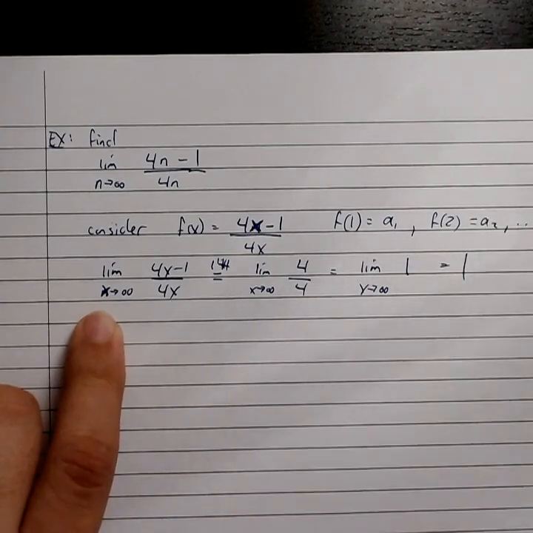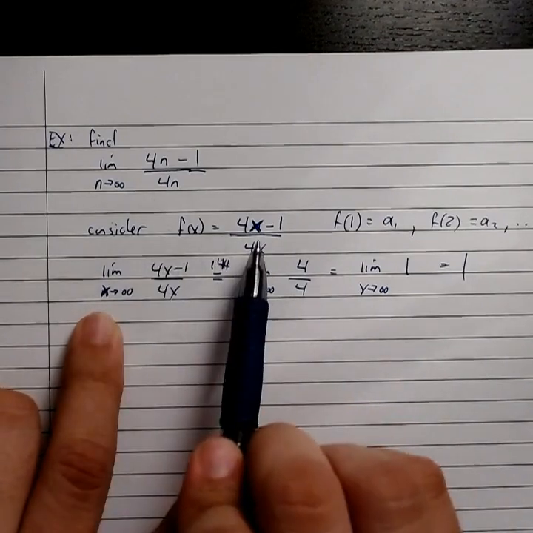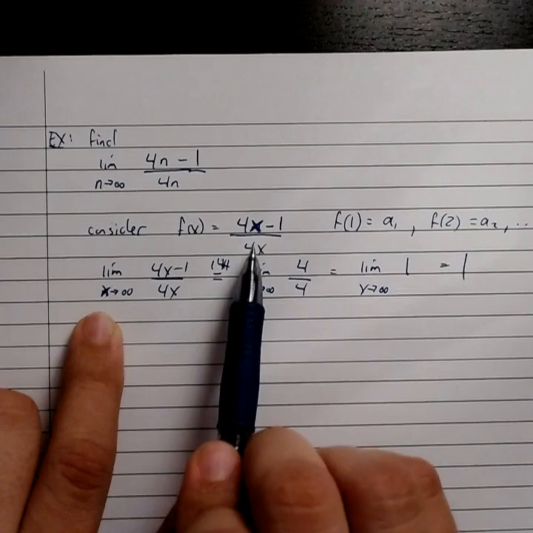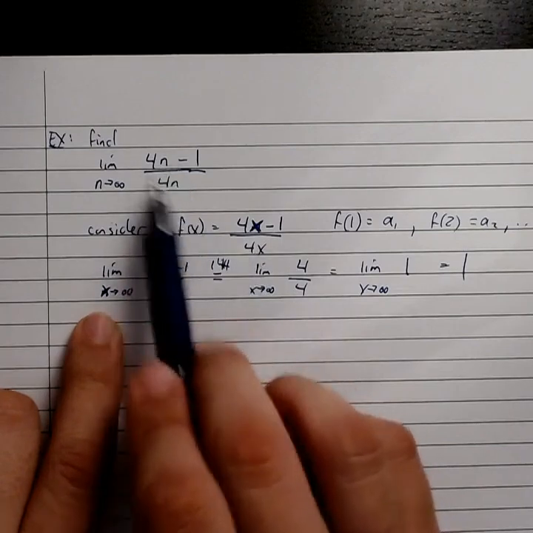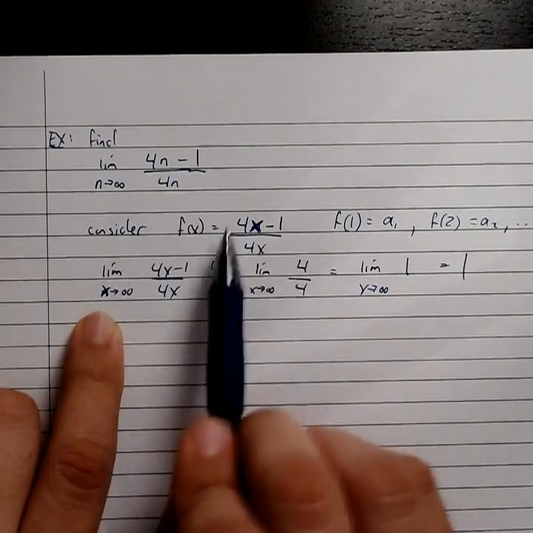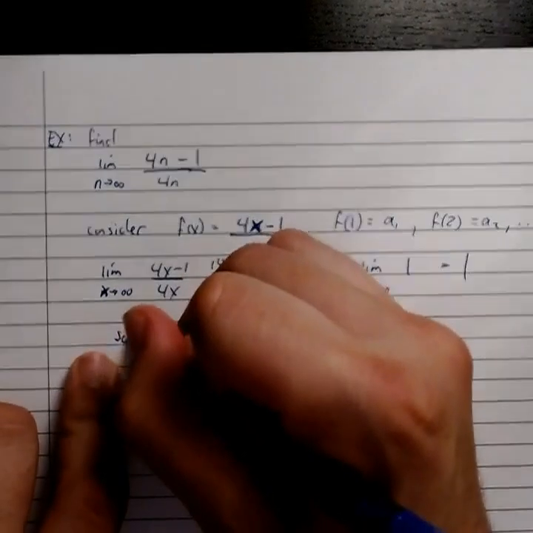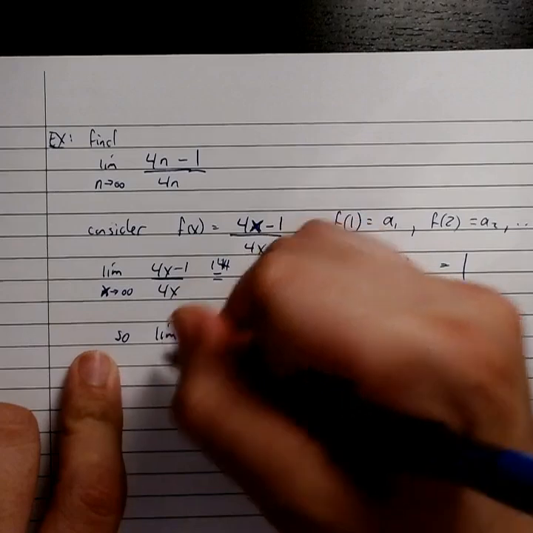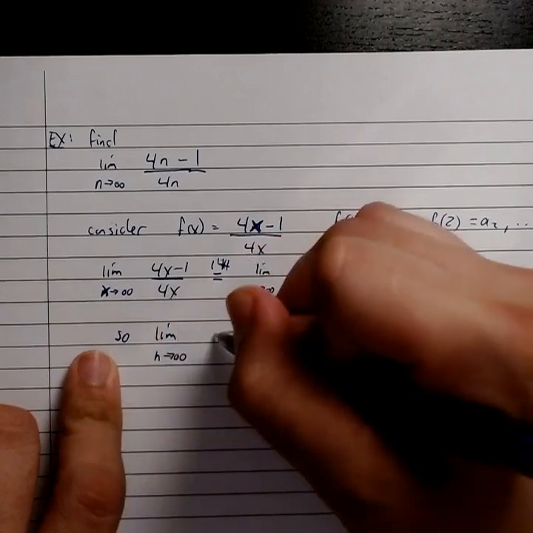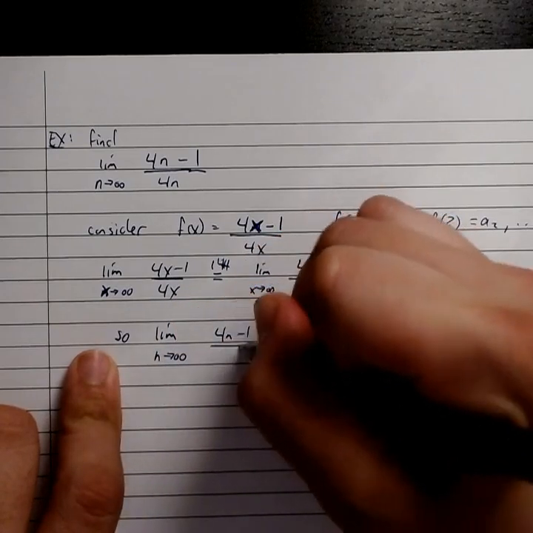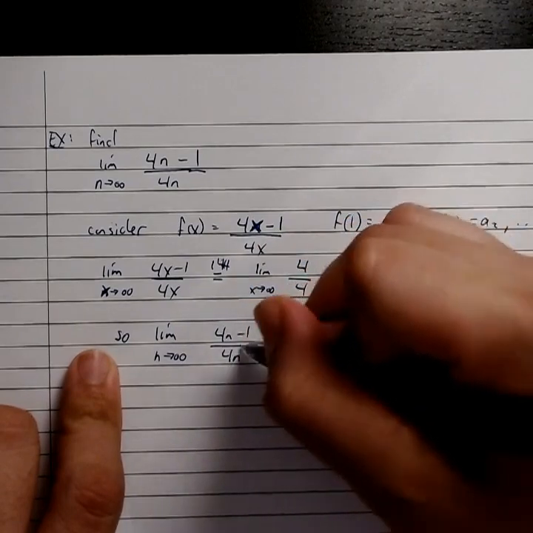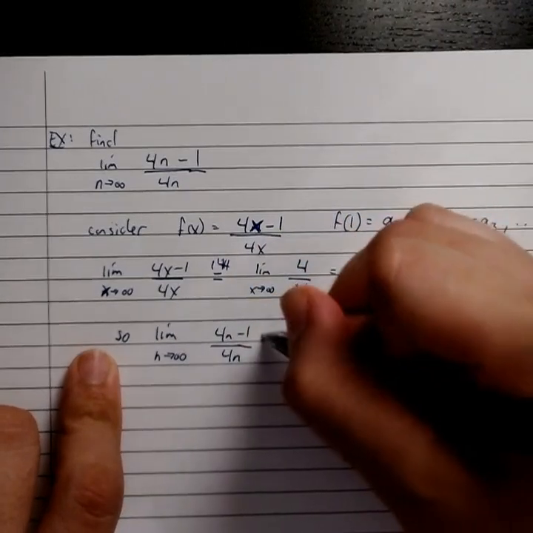So this satisfies the condition of my theorem, which says plugging in the natural numbers gives you these terms, and this one converges, which means this one must converge. So the limit as n approaches infinity of (4n minus 1) over 4n is equal to the number 1.